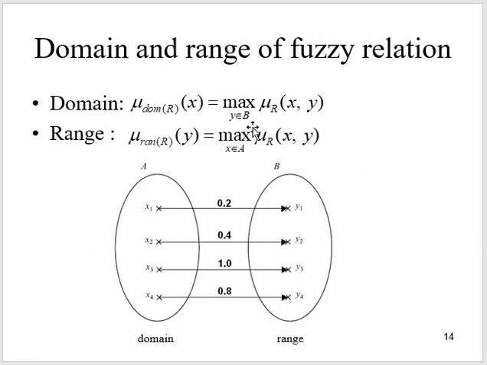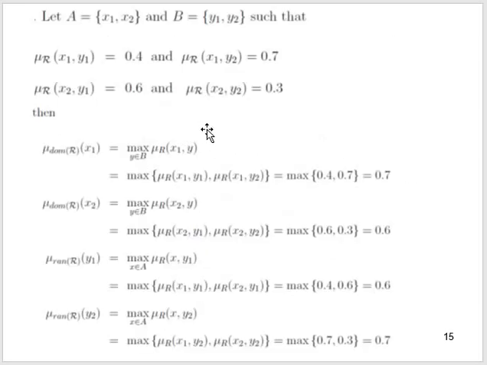The domain of a relation is the maximum of mu R (x, y) for every y element of B. The range of a relation is the maximum of mu R (x, y) for every x element of A. This is an example. So here, find the domain and range. So take the maximum of membership degrees for every y element of B. So the maximum of the entries for x1 is 0.7.